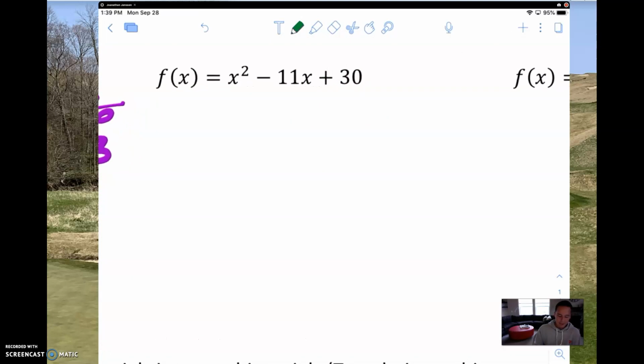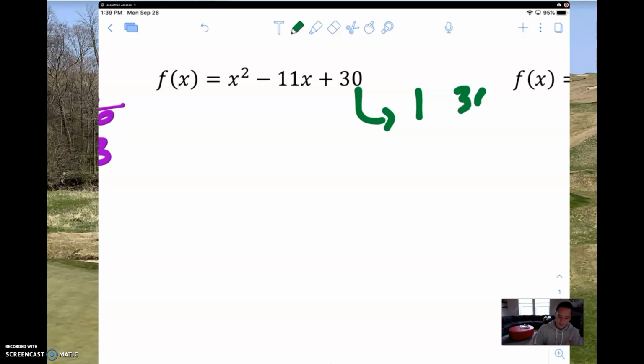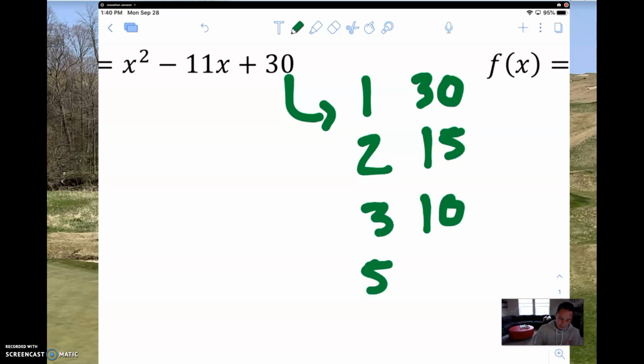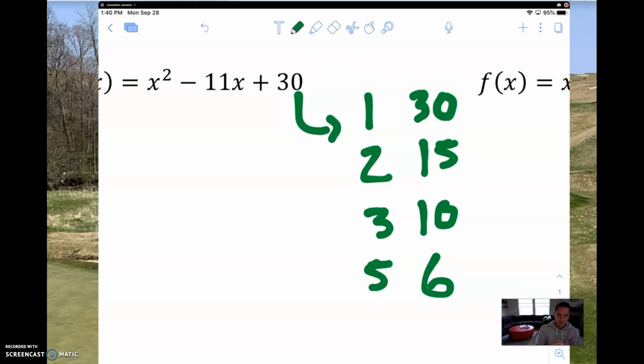Next example, I want to find two numbers that multiply to a 30. That could be 1 and 30, or it could be 2 and 15. It could be 3 and 10, or it could be 5 and 6. If I want to find the combination that adds or subtracts to a negative 11, it won't be 1 and 30. 2 and 15 could make 17. If you subtract, it makes 13. It won't be that. 3 and 10 could make 13. If you subtract them, it could make 7. It won't be that. But 5 and 6, if you add 5 and 6, you get a positive 11. That's the one that we're going to be looking at.